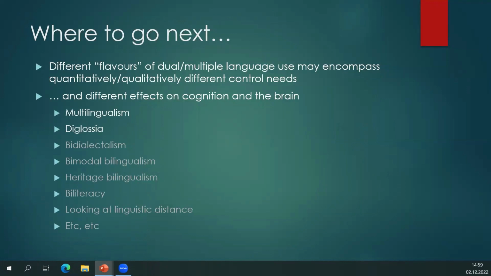What I find interesting, and what I find the field needs to go to, is different flavors of dual or multiple language use, because these different flavors might encompass different control needs and, as a result, different patterns of brain restructuring, right? Focusing on things like multilingualism, which people have conveniently tried to ignore in this literature, largely. Diglossia, bidialectalism, bimodal bilingualism. There is work on bimodal bilingualism, I have to be fair. Heritage bilingualism, biliteracy, linguistic distance, and so on and so forth, right?